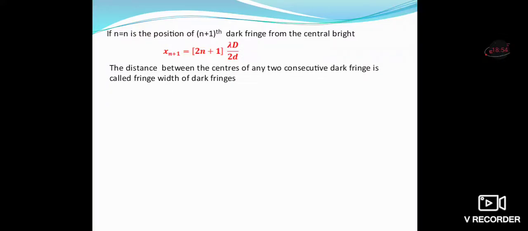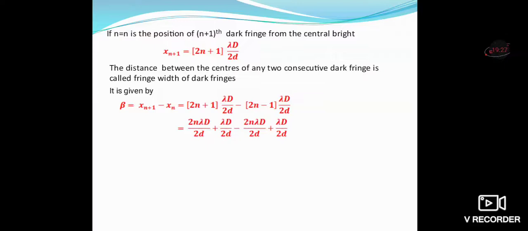We have explained the same thing for the bright fringes, and the same thing applies for the dark fringes. It is the distance between the centers of any two consecutive dark fringes. It is called the fringe width of the dark fringes. Therefore, to get that fringe width, beta is equal to x(n plus 1) minus xn, that must be equal to (2n plus 1) lambda D divided by 2d minus (2n minus 1) lambda D divided by 2d.